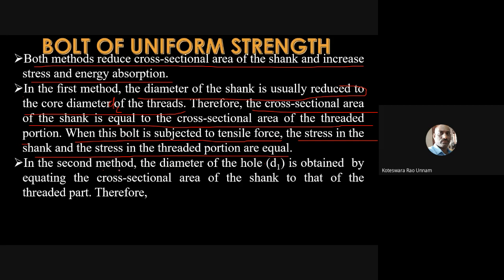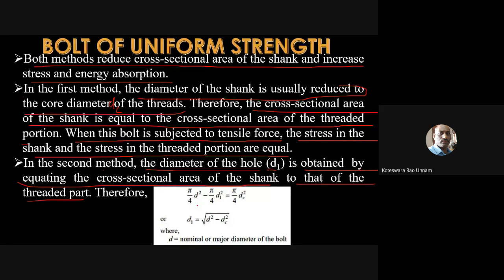Then in the second method, the diameter of the hole, that is D1, is obtained by equating the cross-sectional area of the shank to that of the threaded part. So therefore, this is the equation you need to consider. This is the cross-sectional area of the shank portion, and this is the cross-sectional area of your threaded portion. So the threaded portion has a diameter DC, therefore π/4 DC square is going to be its area.